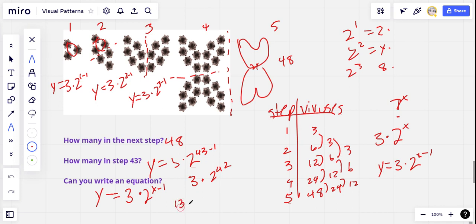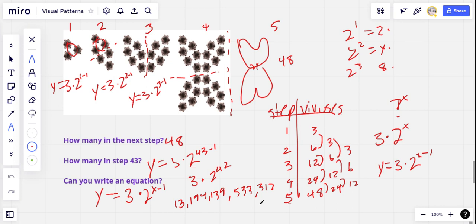And the one I get is, let's see, 13, 194, 139, 533, 312. And let's see, this is thousands, well, hundreds, thousands, millions, billions, trillions. This is 13 trillion, 194 billion, 139,533,312 viruses in step 43.